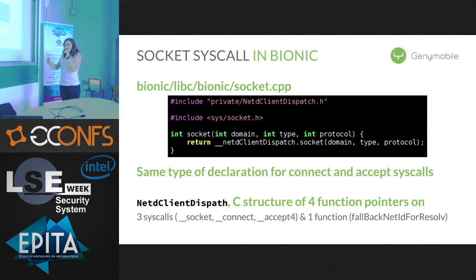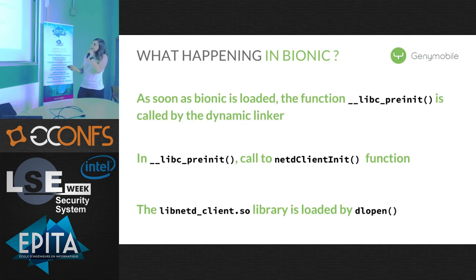What is it? So I went to see, and also it's important that this kind of implementation exists for the connect syscall and accept. What is netd client dispatch? It's a C structure containing four function pointers for the three syscalls and another function. Now we won't talk about it, I just put it here as information. So let's see.